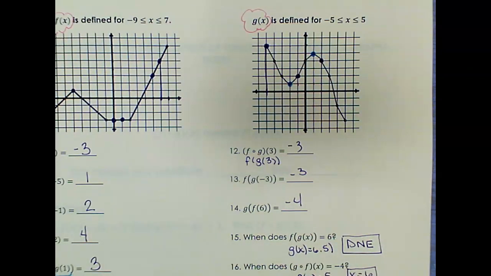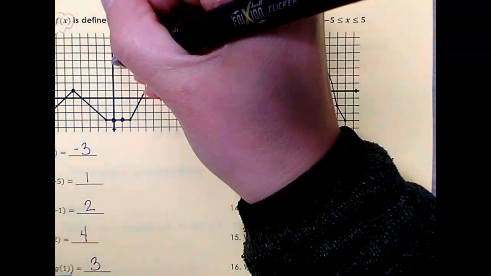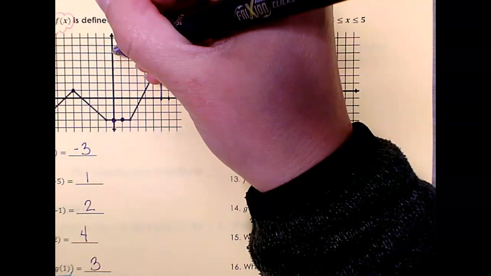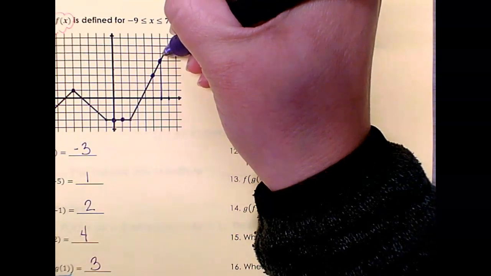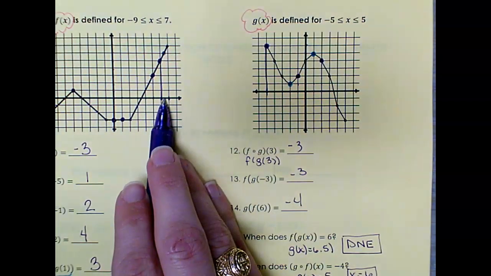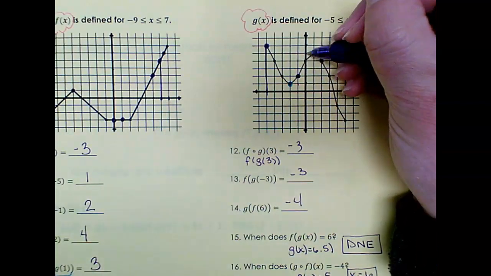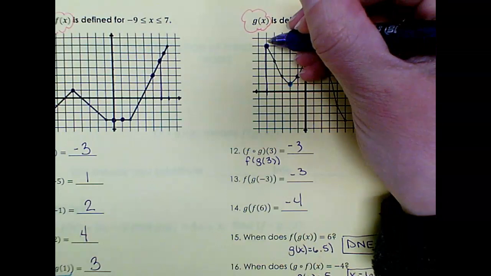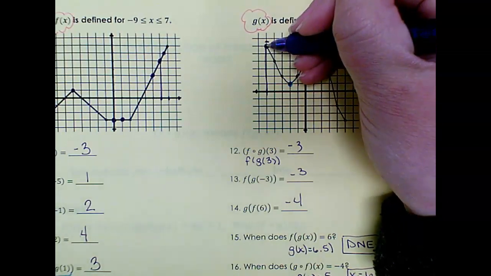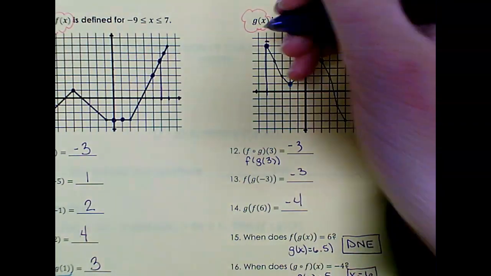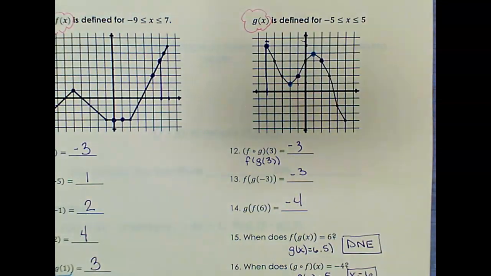Number 15 does not exist because if I go find where f of x is 6, 1, 2, 3, 4, 5, 6, that's at this point right here, which is kind of like 6.5, an x value of 6.5. Well, if I go here, 1, 2, 3, 4, 5, 6.5, well, my highest y value here is 6, so that doesn't exist. There's no point up here. And then number 16, when does g of f of x equal negative 4? Well, the answer is x equals 6.